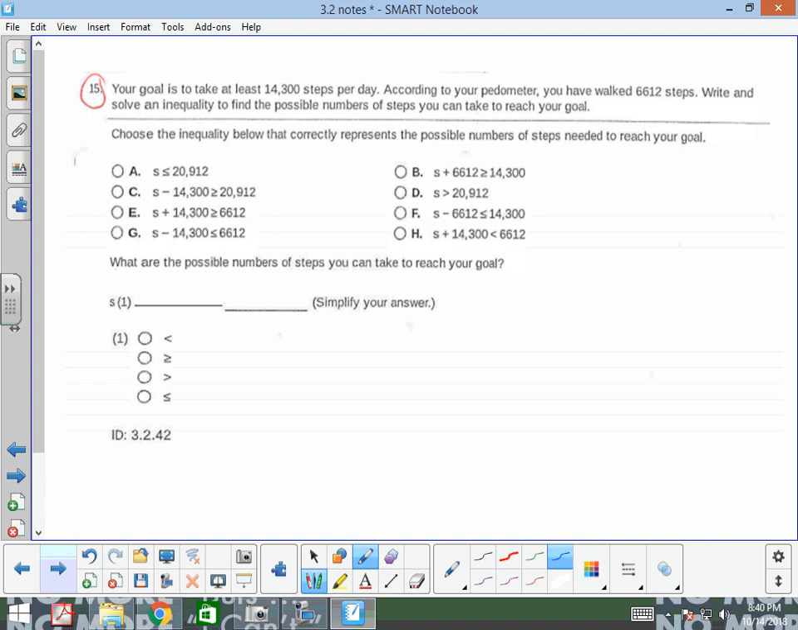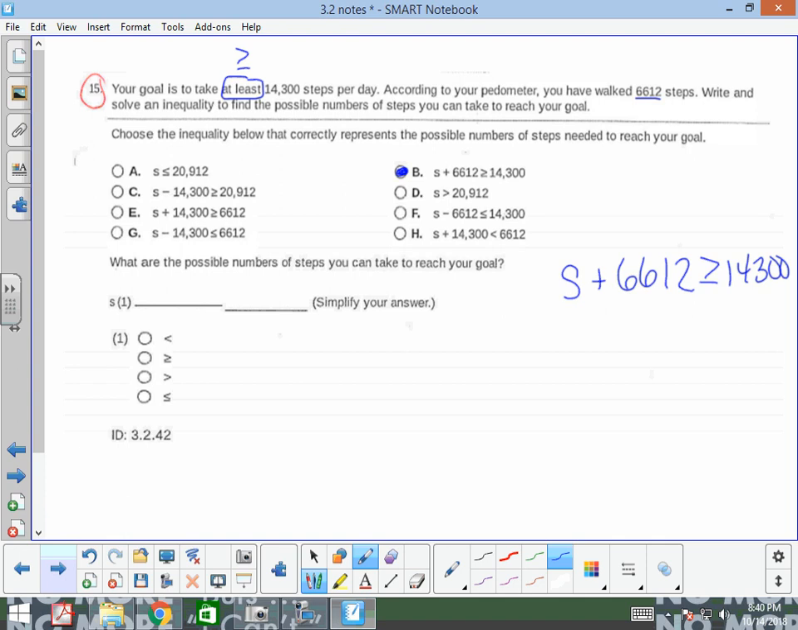All right, 14 is similar to another one we've already done. So let's look at 15. Your goal is to take at least, all right, remember, at least means greater than or equal to 14,300 steps per day. According to your pedometer, you have walked 6,612 steps. Write and solve an inequality to find the possible number of steps you can take to reach your goal. So we have this goal, or these steps we still have to take. We've already taken 6,612. We have to take at least, that's greater than or equal to, what was it, 14,300 steps. So that would be choice B.